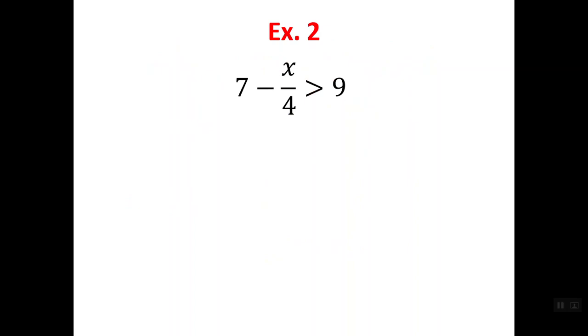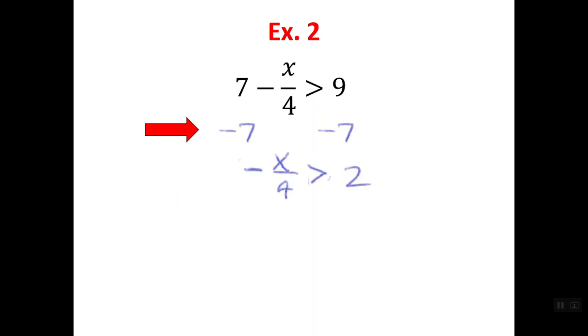Example 2. Here we've got to undo a divided by 4 and a 7 that is a positive 7. That minus sign goes with the x over 4. So we need to undo by subtracting 7 on each side. Now that's what we need to pay attention to. Does subtracting mean we change anything? It does not. So we're going to be left with negative x over 4 is greater than 2.